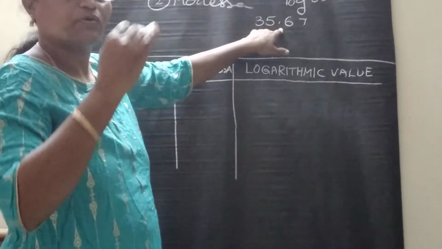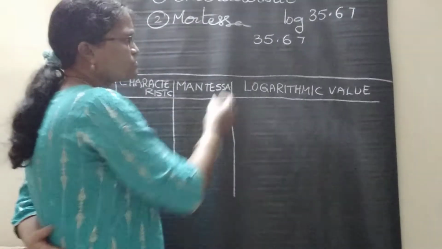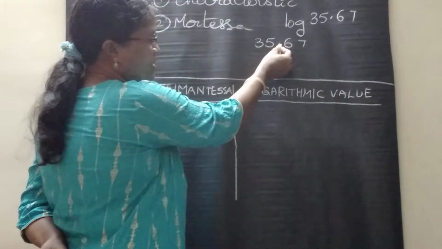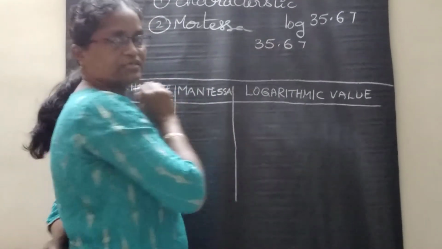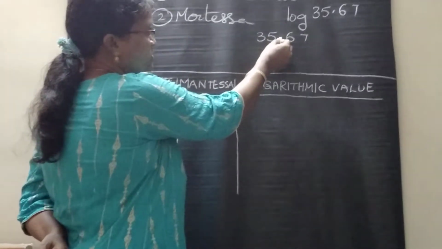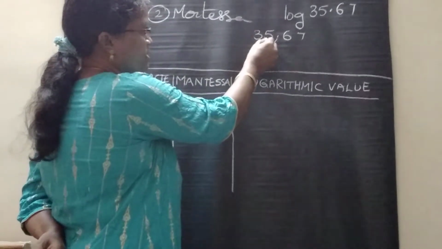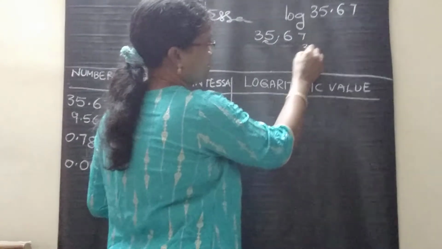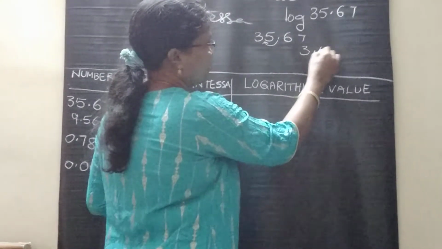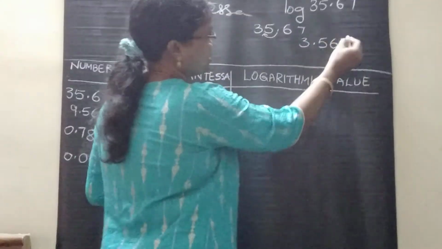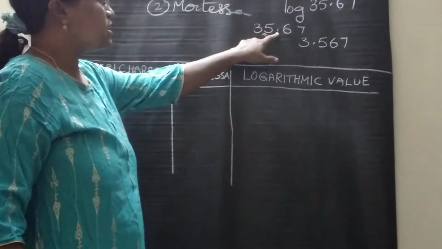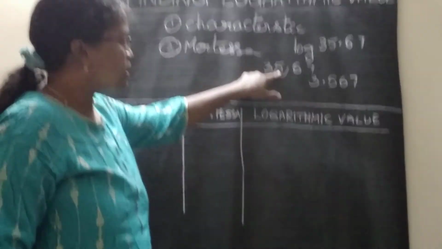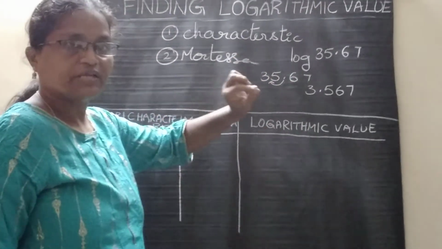This is scientific notation. So I am shifting this decimal point to the left side, okay? So this is the scientific notation, that means I have 3.567. How many digits did I step over? Here I moved only one digit.